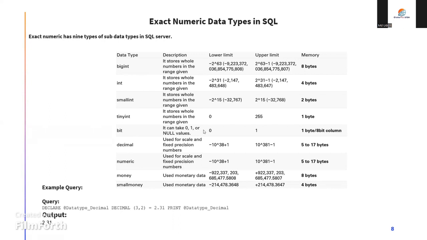Bit is what? It is either 0 or 1. You can take 0, 1, or null values. So 1 byte equals 8 bits. A column of 8 bits is going to hold a space of 1 byte.